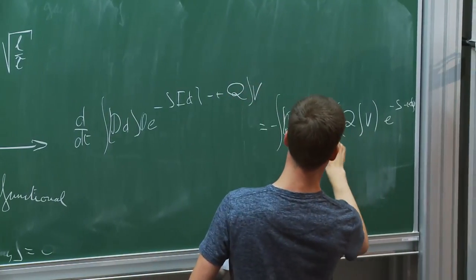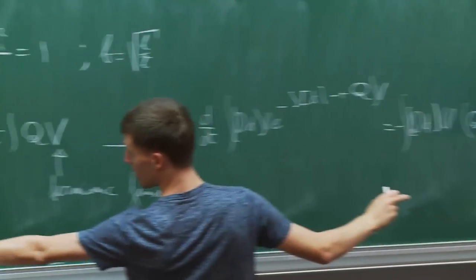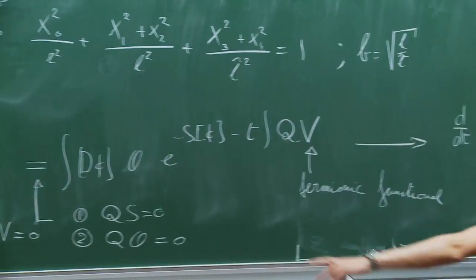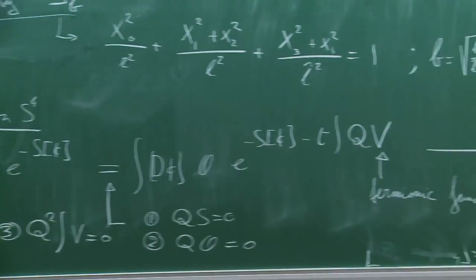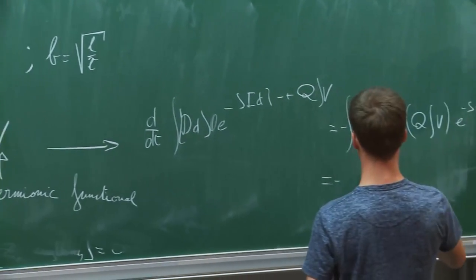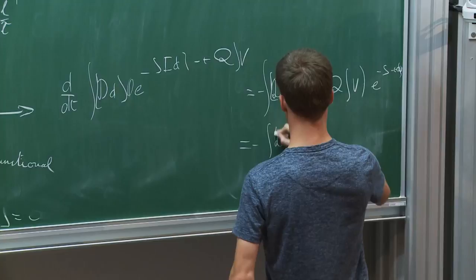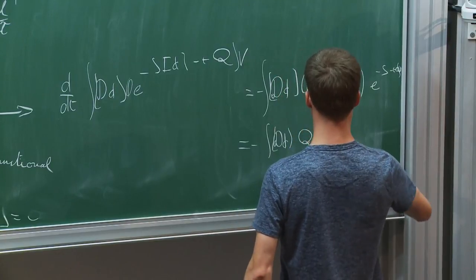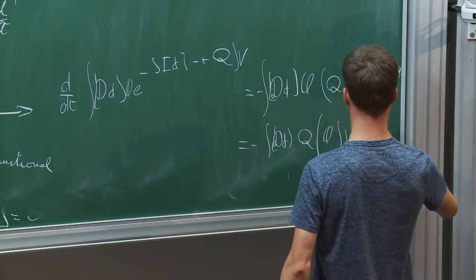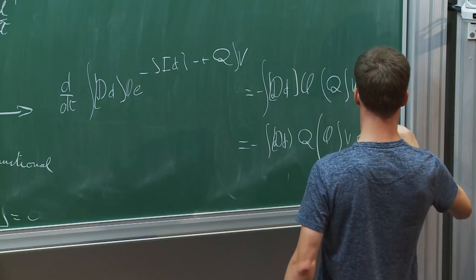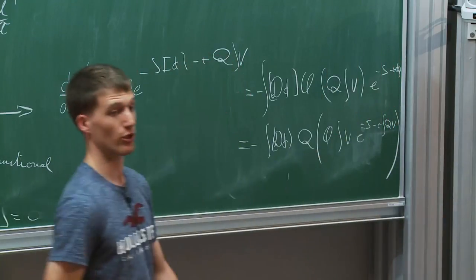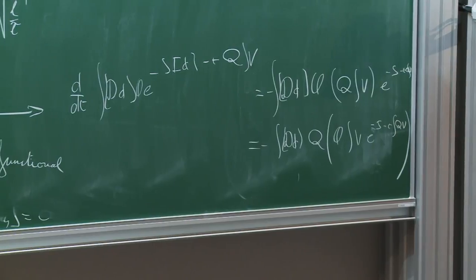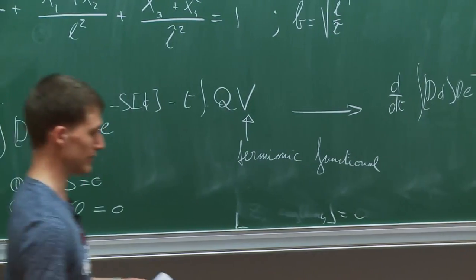Now, because O was killed by Q, S is killed by Q, and Q squared on the integral of this fermionic thing is also 0, I can rewrite this as an overall Q variation of something, and total Q variations in the path integral are 0. They're like total derivatives. So this thing is really 0.